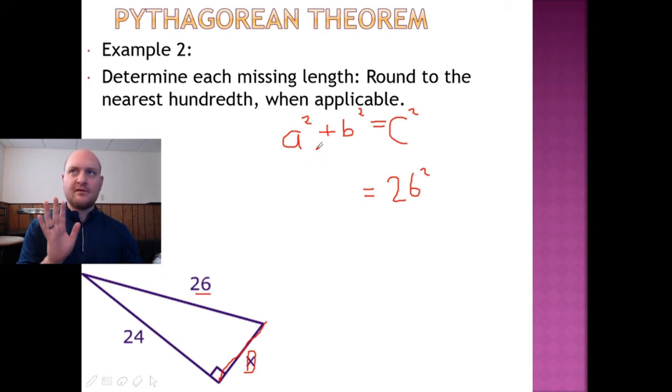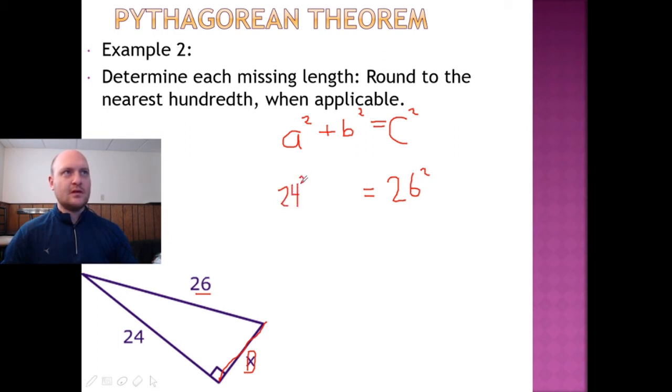Now, we can just pick one. It doesn't have to be a or b, but as long as it's one of those things, and we plug in the 24 for the other leg, we can solve. So at this point, I've done the first part. I've plugged in everything. Now I have to square and find out the values to solve.